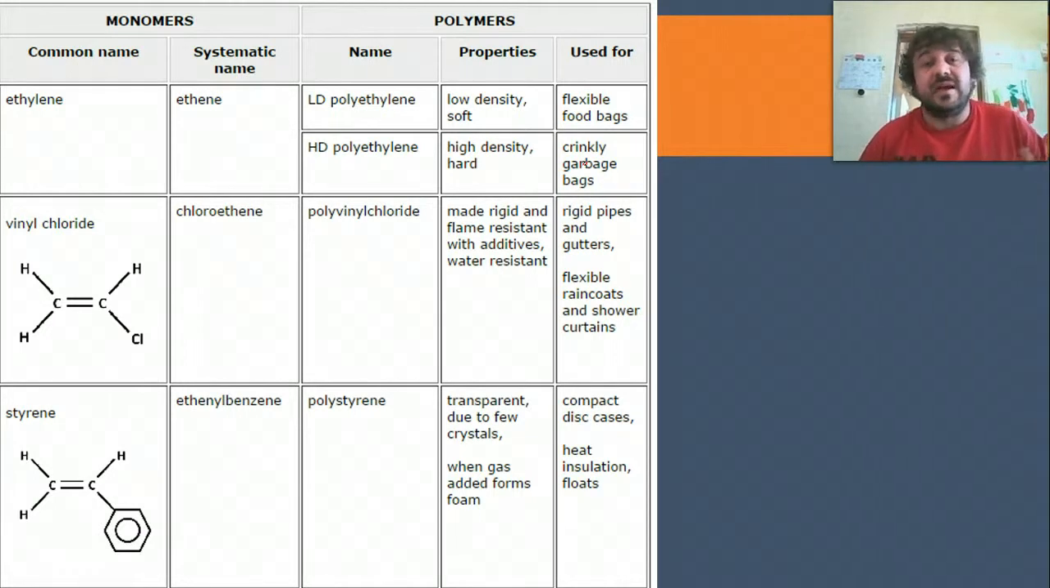Even more so than crinkly garbage bags, containers. Solid containers are often made out of HDPE. Vinyl chloride, or systematic name, by the way, chloroethane, and polyvinyl chloride is the polymer. It can be made to be rigid, it's flame resistant, and if you put additives in it, it becomes water resistant. It's actually very easy to put additives in polyvinyl chloride. It's useful for pipes and gutters. It can be flexible, so it can also be made rigid. If it's flexible, it can be used for raincoats, shower curtains, imitation leather, all sorts of stuff like that.